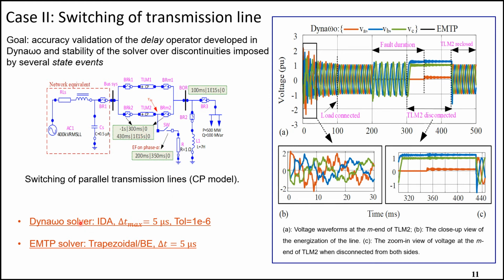Here we can see the details and parameters of the solvers for Dynaωo and EMTP. Here we can see the voltage curves at the point M, at the M end of the transmission line TLM2, before fault, during fault, and after fault. Here we can see the close-up views on initialization, and in all cases we have an excellent agreement between results obtained by Dynaωo and EMTP.